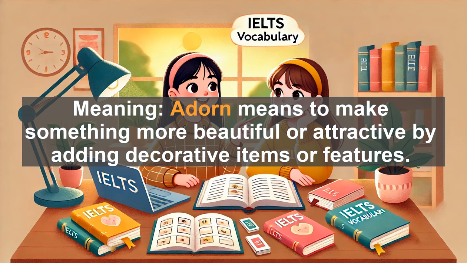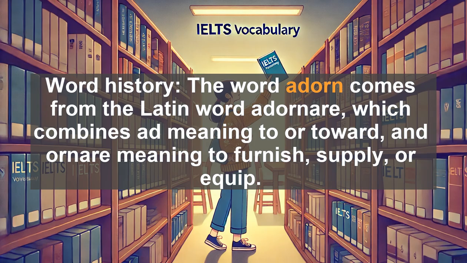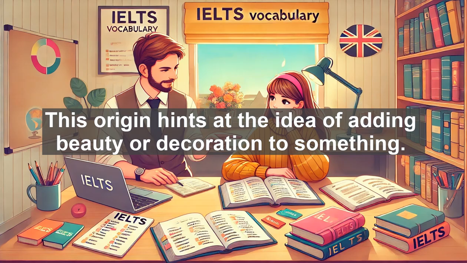Meaning. Adorn means to make something more beautiful or attractive by adding decorative items or features. It's about enhancing the appearance of something through decoration or embellishment. Word history. The word adorn comes from the Latin word adornare, which combines ad, meaning to or toward, and ornare, meaning to furnish, supply, or equip. This origin hints at the idea of adding beauty or decoration to something.